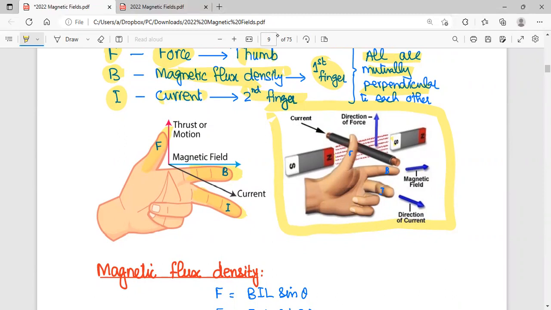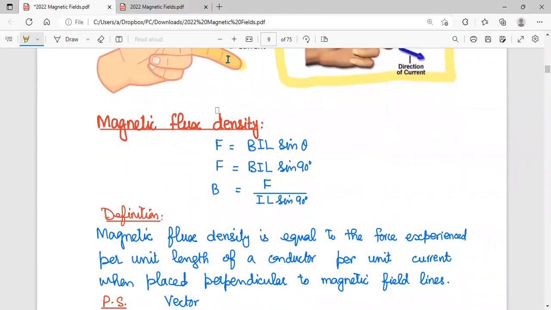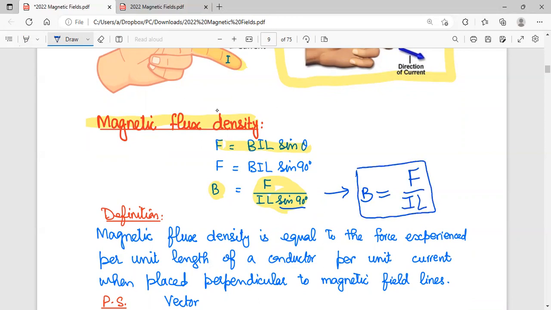Okay, the next thing now is the magnetic flux density. We know from this expression that F is BIL sine theta. You can make B the subject, so it is F over IL sine theta. And furthermore, if we say that theta is 90 degrees, so sine theta is 1, we can write it as B is F over IL. So this is the main equation that we can use to define magnetic field strength.